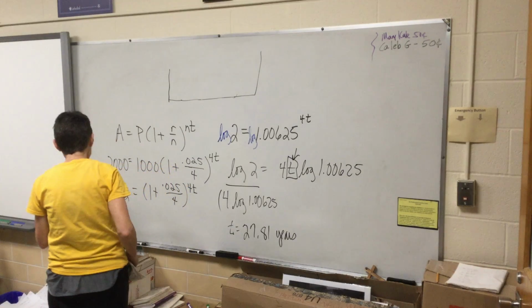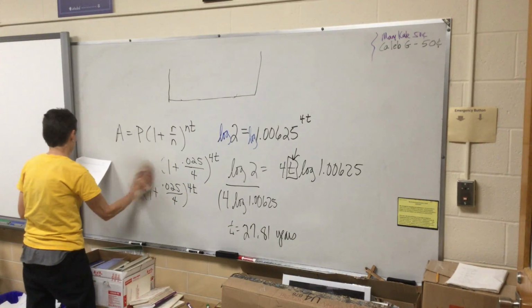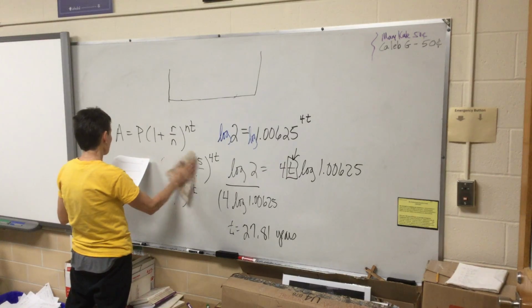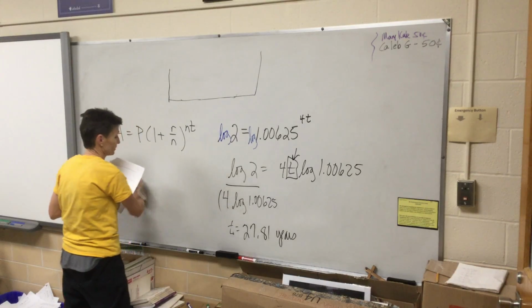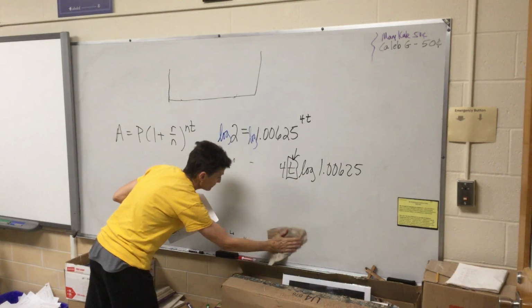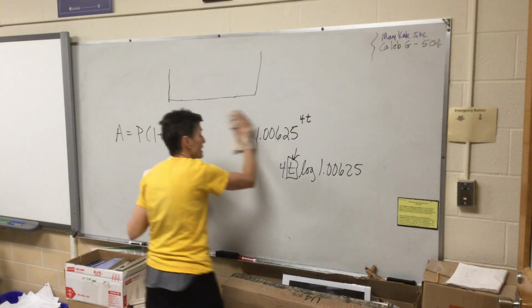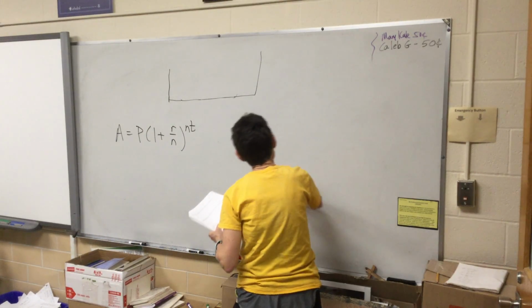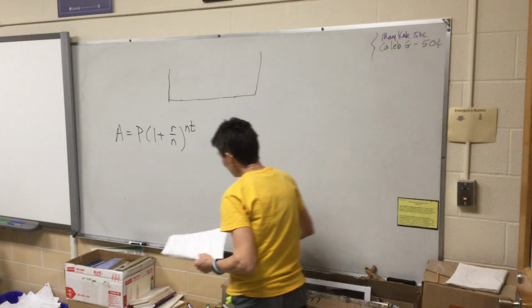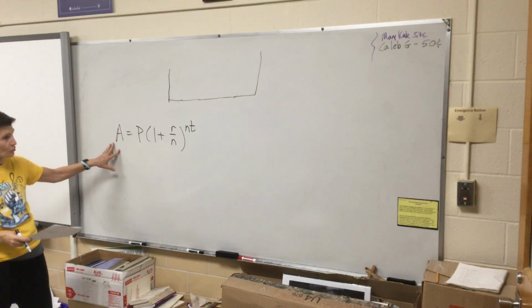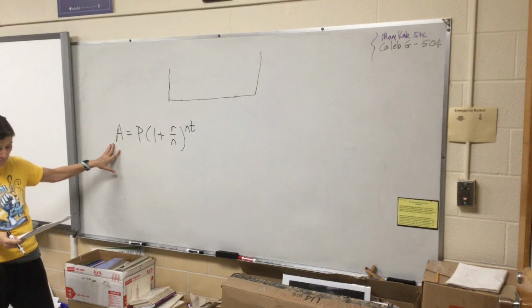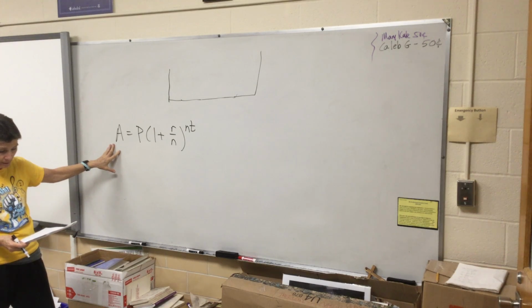How much will be in the account at the end of 10 years if $1,230 is invested at 3.125% interest compounded monthly? Okay, compounded monthly, I'm using the same formula. Remember, if you are compounded a finite number of times, monthly, daily, yearly, quarterly, this is your formula. How much will be in the account at the end of 10 years?